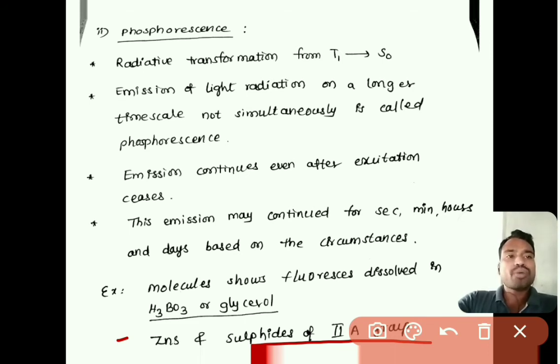So the basic point here is that fluorescence is an immediate or simultaneous process, and phosphorescence requires some time. So it occurs on a longer time scale, not immediately or simultaneously.